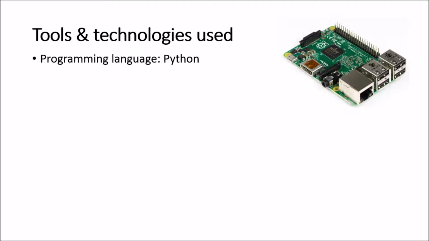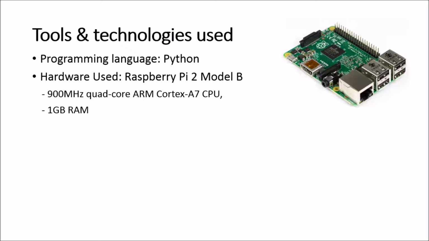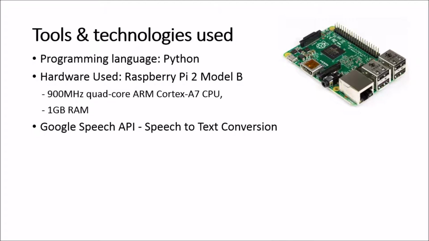The project was written in the Python programming language as it is the official language used for programming the hardware that I used, which was Raspberry Pi. The Raspberry Pi 2 Model B has a 900 MHz CPU and 1 GB RAM.